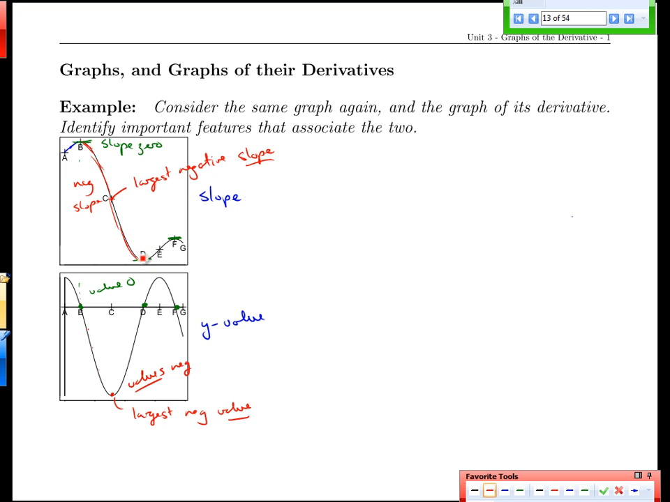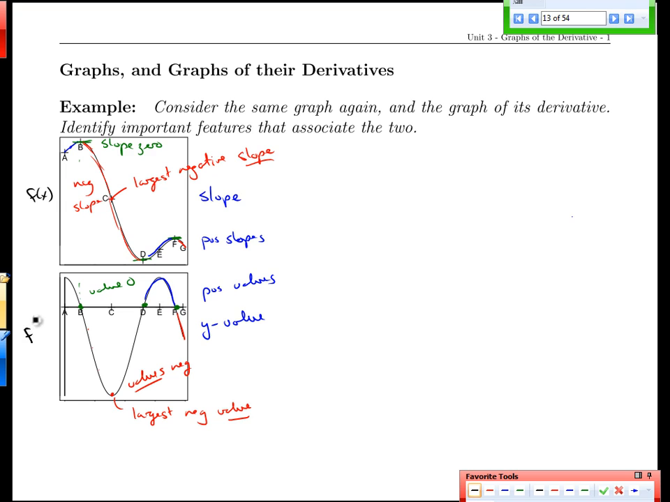The same kind of pattern applies on the positive branches as well. When we have an increasing function, we'll do that in a different color, shall we? Let's do that in blue. When we have an increasing interval, the values are positive. So positive slopes lead to positive values. And once we go to the far side, we go back to negative slopes on the original graph, negative values on the other graph.